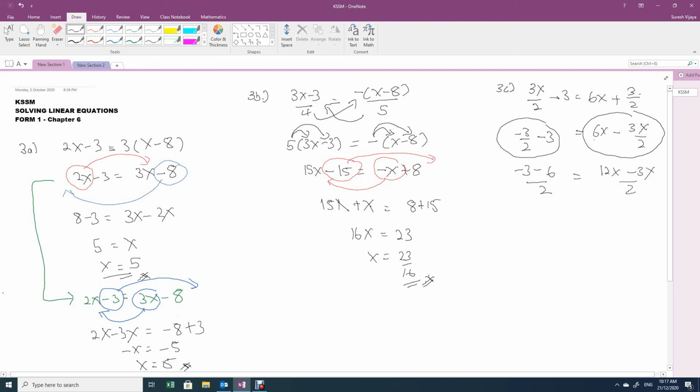Since both are divided by 2, you can actually cut off here from the left and right side. So you have this as negative 9 equals to 12x minus 3x, you will get 9x. So x will be equals to negative 1. We always put the x at the left-hand side.